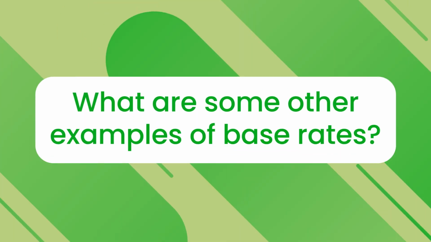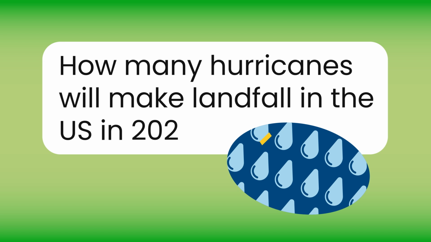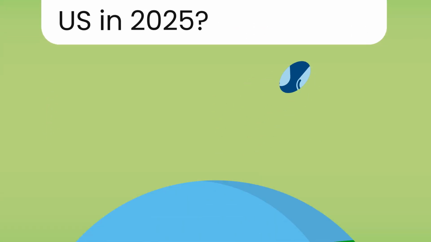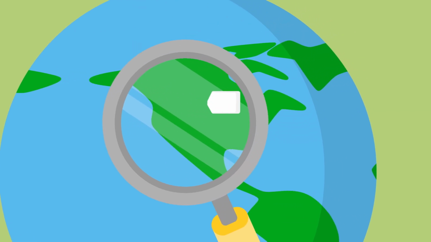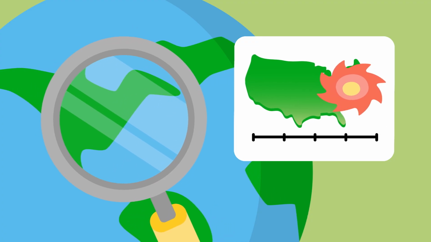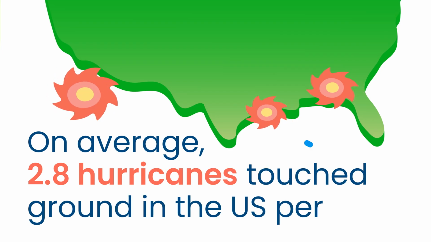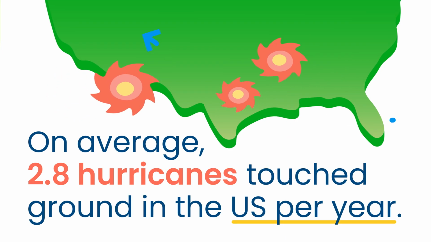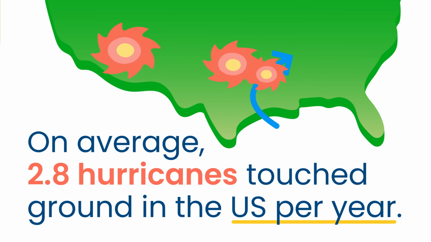What are some other examples of base rates? Well, let's say you were asked to forecast how many hurricanes will make landfall in the US in 2025. First, you need to identify your reference class. Rather than looking at all hurricanes that made landfall across the globe, you can narrow your scope to just hurricanes that touch down on US soil over a specific number of years. Then, if you do some research, you will find that over the past 5 years, on average, 2.8 hurricanes touched ground in the US per year. That's a base rate and gives you a good starting point for making your forecast in 2025.